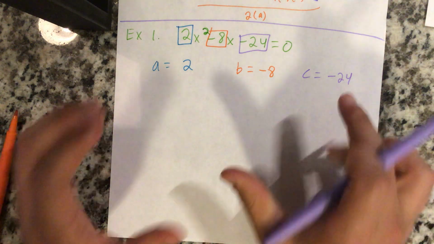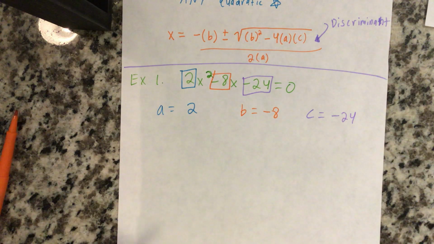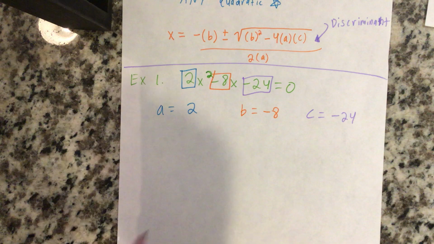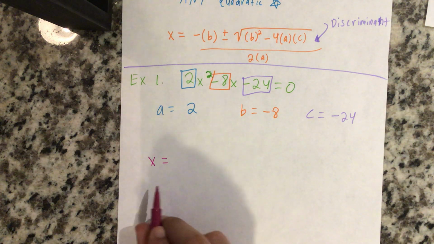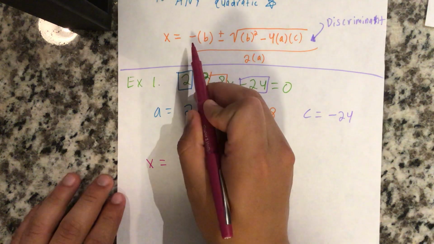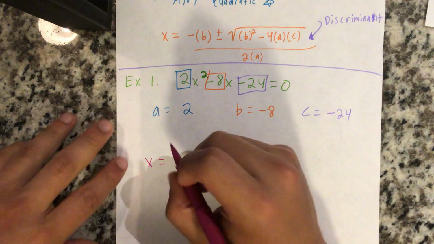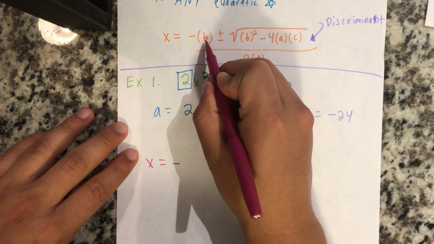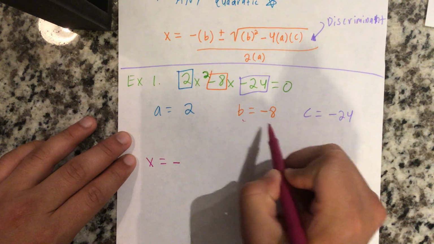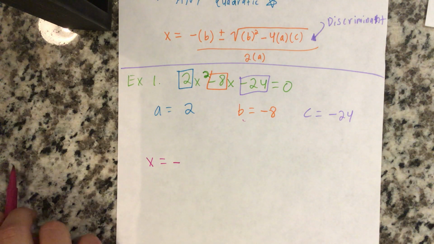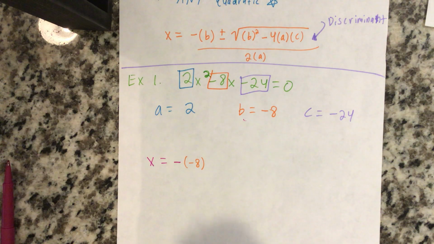We're going to plug everything in to this quadratic formula, okay? So watch what I'm going to do. I'm going to start with x equals, because that's what we're looking for, right? We're looking for solutions. So x equals. Now, the negative sign is always going to stay in the front, so I'm going to write minus, and then in parentheses, I'm going to put my b value. So instead of b, I'm going to put negative 8. So I'm going to put parentheses negative 8. I know there's 2 negative signs, but we'll take care of that later.